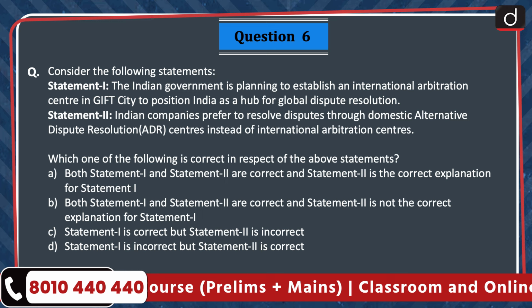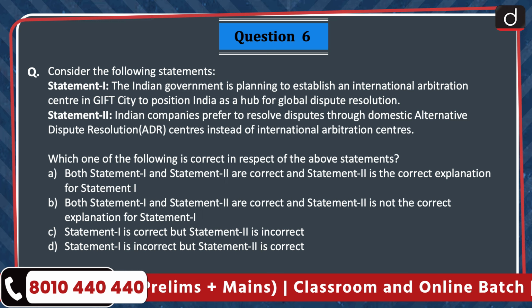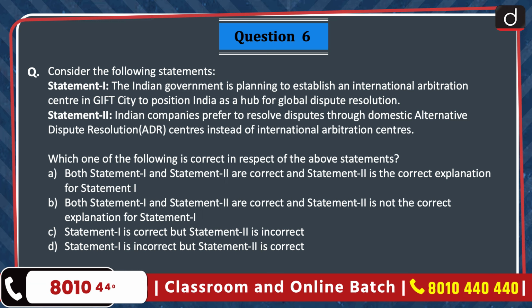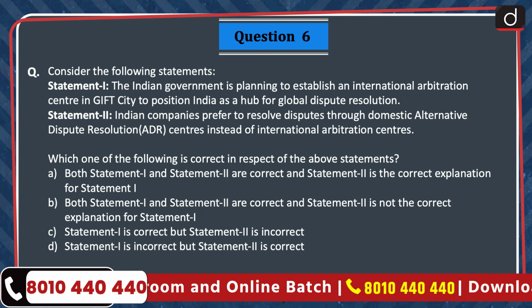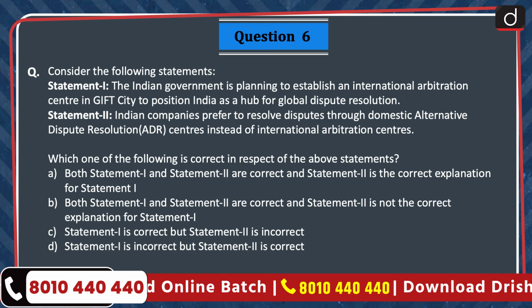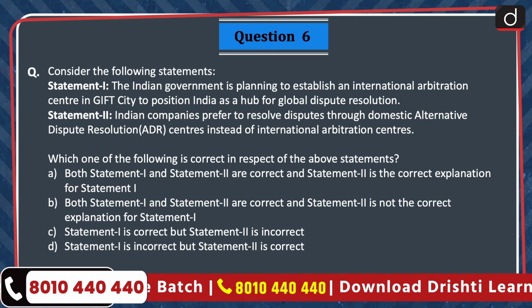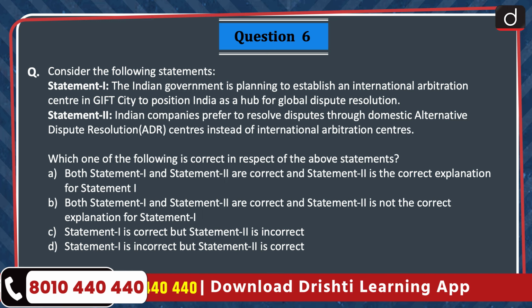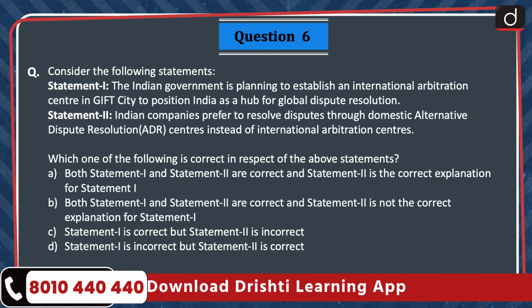Next question, consider the following statements. Statement 1. The Indian government is planning to establish an international arbitration center in Gift City to position India as a hub for global dispute resolution. Statement 2. Indian companies prefer to resolve disputes through domestic alternative dispute resolution centers instead of international arbitration centers. Which one of the following is correct in respect of the above statements?